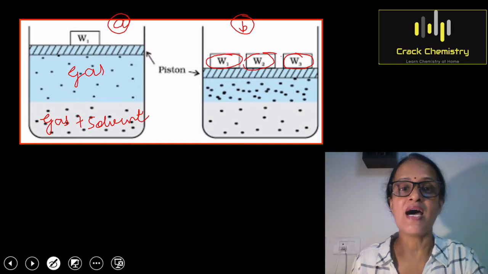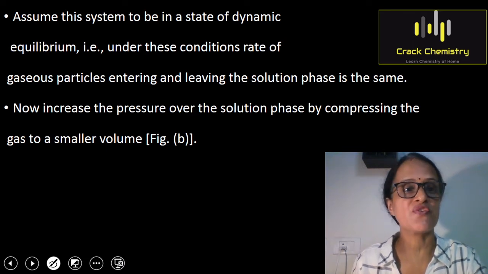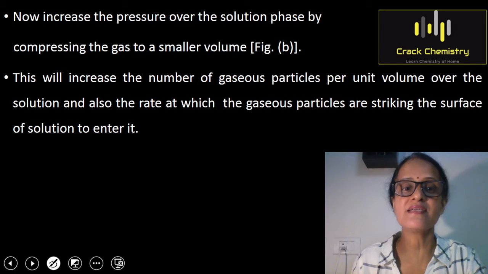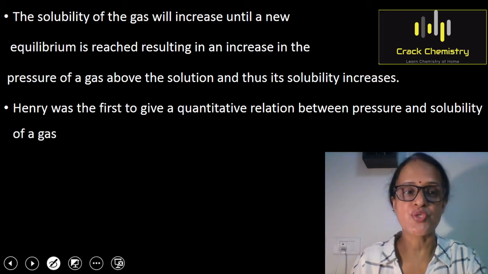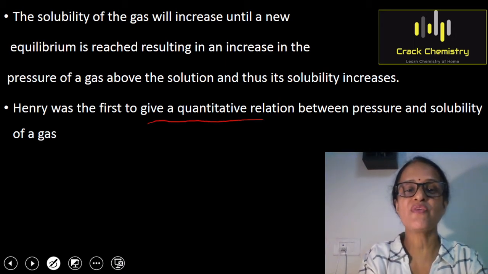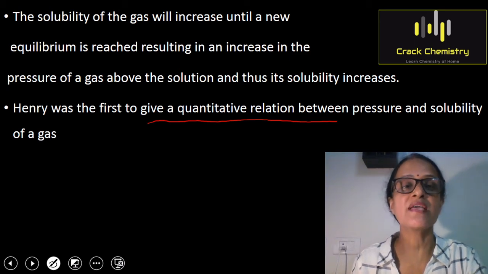So a few ways I'll discuss with you. First, whatever points I have discussed with you are written here in these slides. So this is the first slide. This is the second slide. This is the third slide, in which it is shown that Henry was the first to give a quantitative relationship between pressure and solubility of a gas.